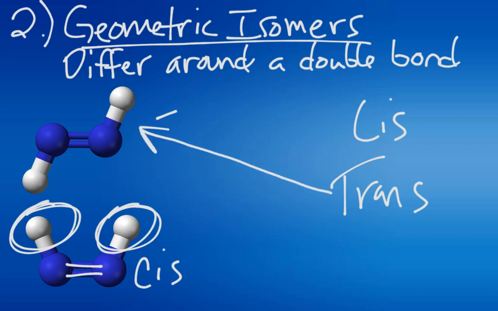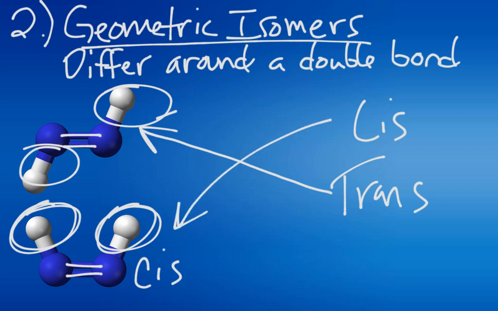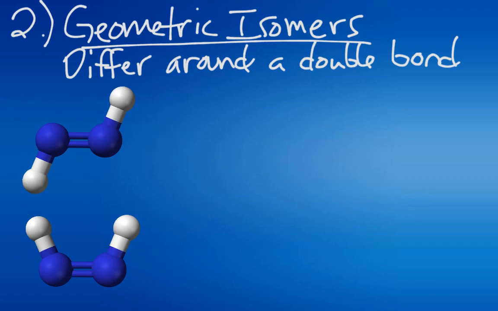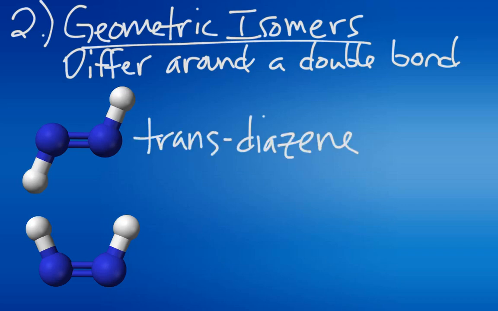Trans, another word for trans is across. So in a trans isomer, here's our double bond, and the functional groups are on either side, or they're across from one another, across that double bond. So we would call the one on the bottom the cis isomer, and the one at the top we would call the trans. So the one on top we're going to call trans-diazine, and the molecule on the bottom will be called cis-diazine.